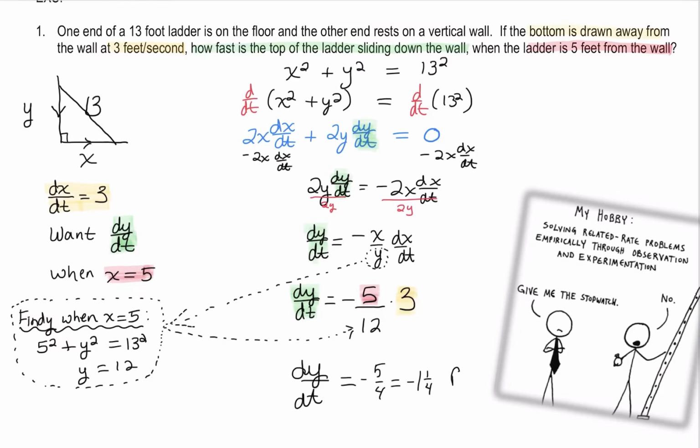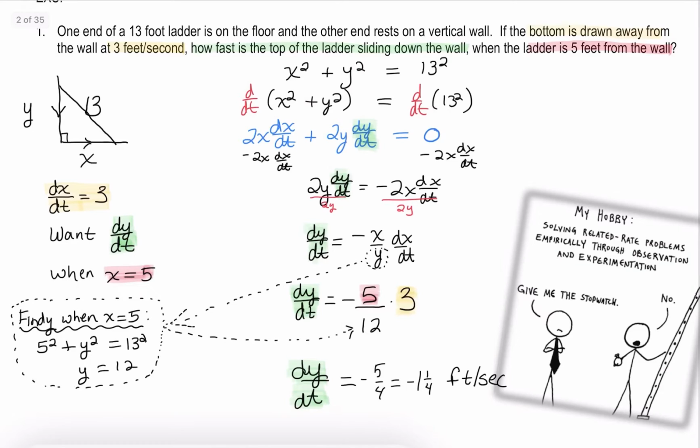This is the speed of y. This is how fast the ladder is sliding down. So this is in feet per second. The change in y is in feet, with respect to time, here measured in seconds. So that is our dy/dt.